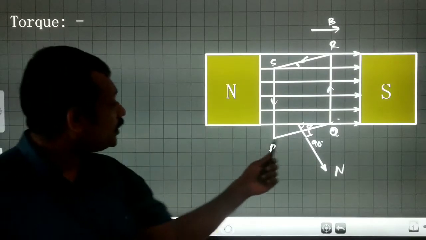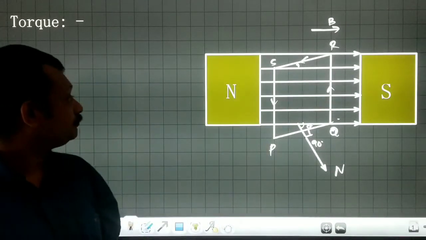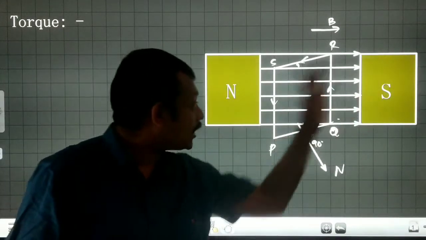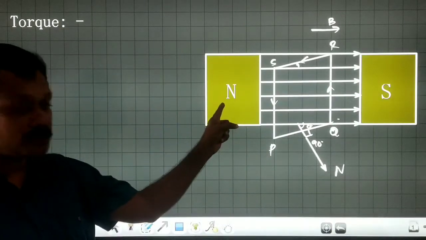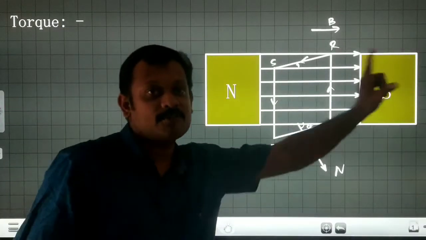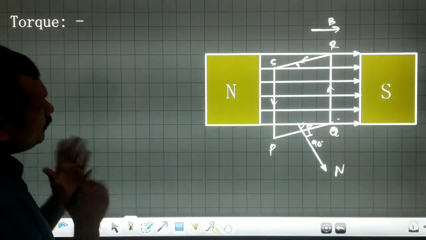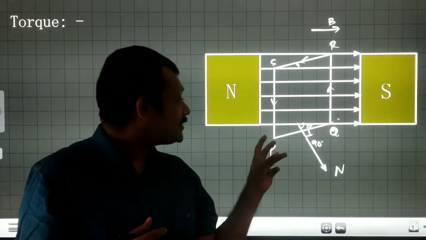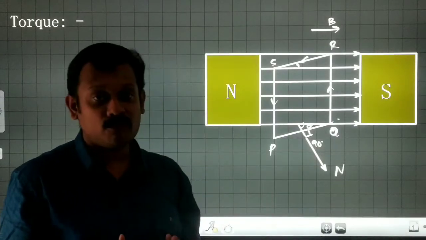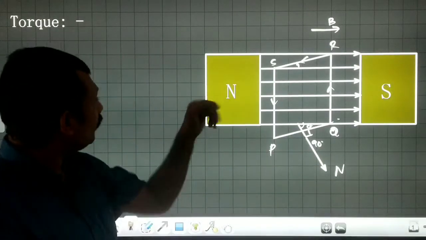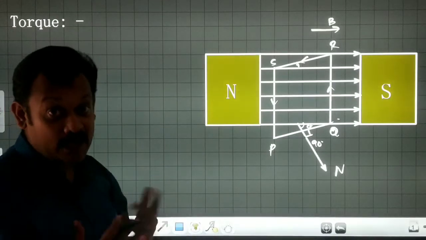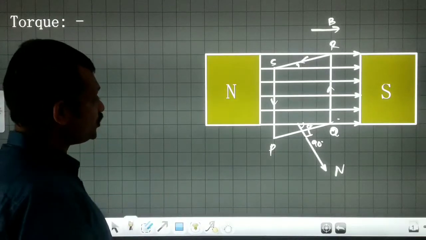However, we are going to see whether this loop experiences any torque. The coil is PQRS. It is placed in an external magnetic field which is directed from the north pole to the south pole, as you can see in this figure. First of all, we will analyze the forces on each of these elements, and then we will find out the net torque due to these forces.